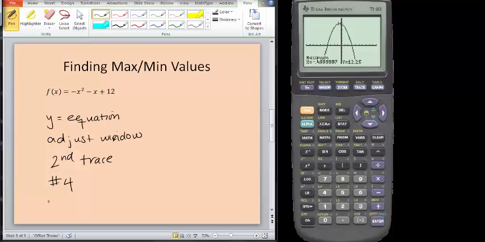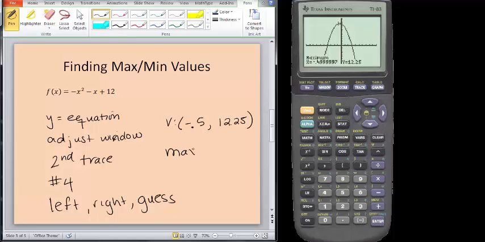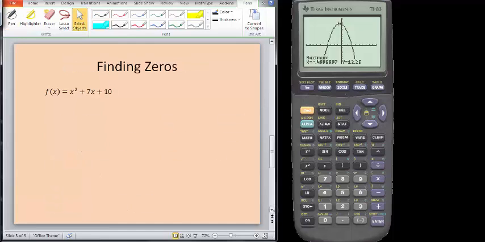So it has actually gone through and found, because I gave it a left bound, I gave it a right bound, so it says don't look outside, just look between these two. And now I have my vertex, which tells me, and again, this is rounding, so it's -0.5, comma 12.25. And that tells me that my maximum value is the y value. It's the highest point, is 12.25. Let's take a look at the next step.